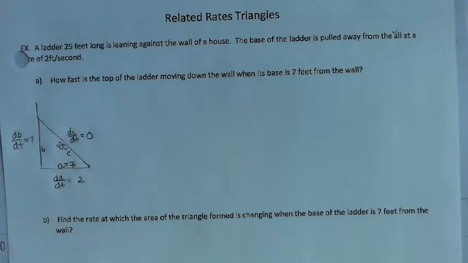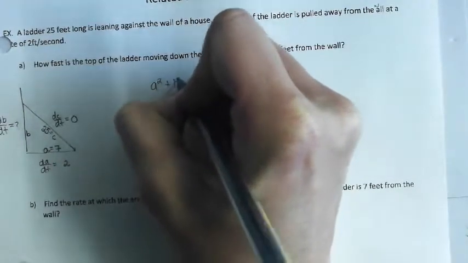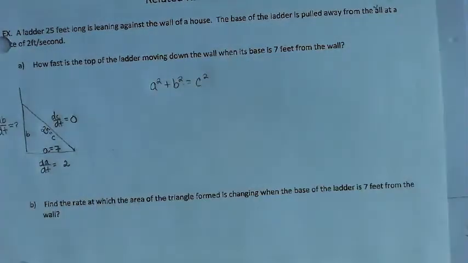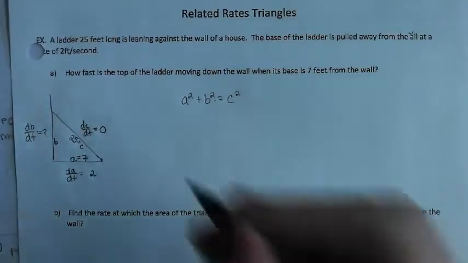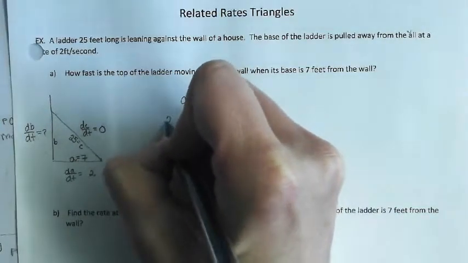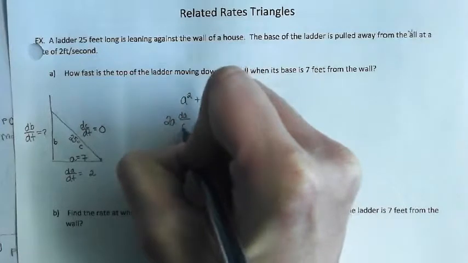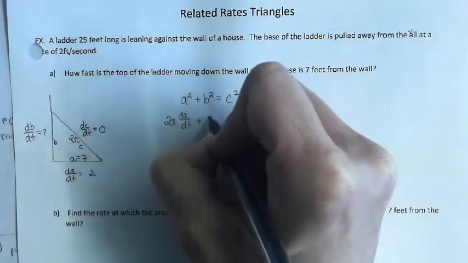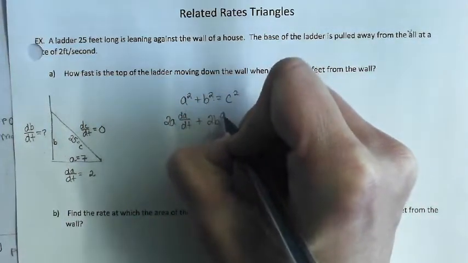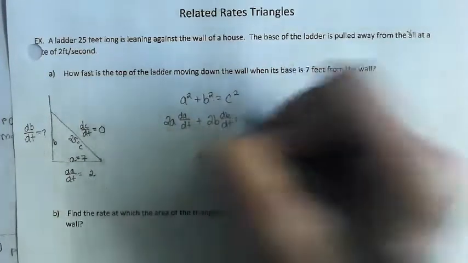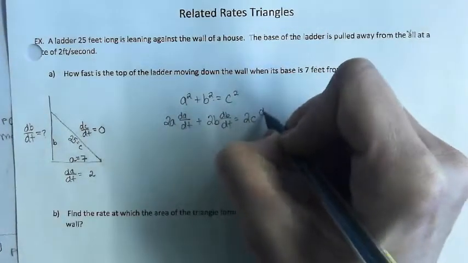So what formula could we use and then derive? What formula is going to involve these 3 variables? Pythagorean theorem. So a squared plus b squared equals c squared. And we're going to derive this. The derivative of a squared is 2a dA/dt. B squared is 2b dB/dt. And c squared is 2c dC/dt.